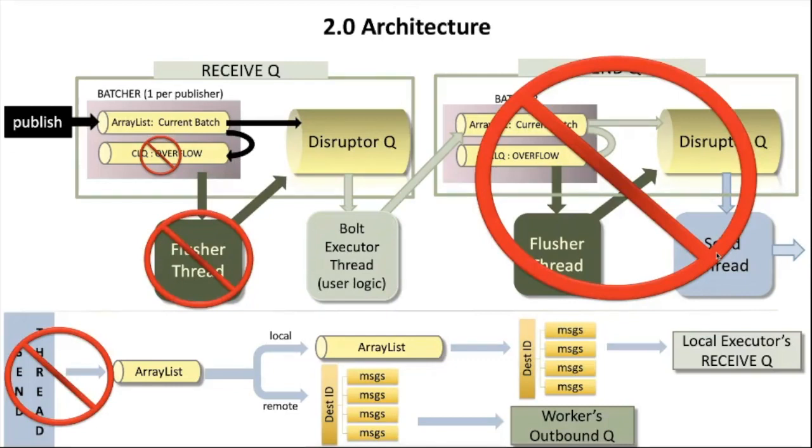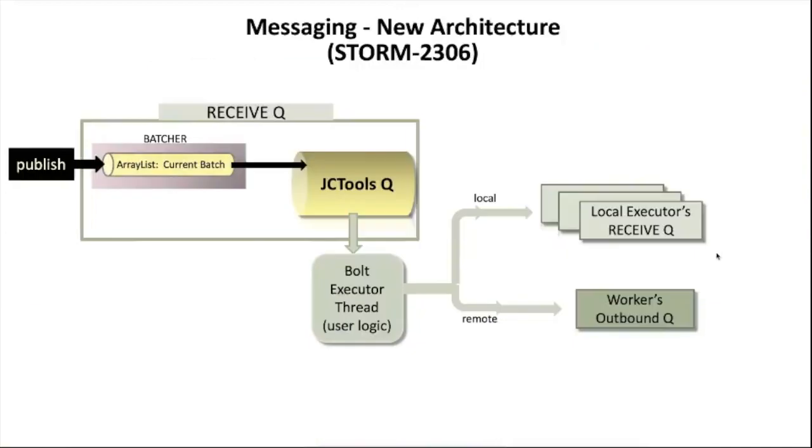So in the 2.0 architecture, we have simplified this. We have knocked off all of these things. So we've got rid of the send queue completely. With the send queue gone, the send thread is gone. So all of this goes away. The flusher thread is also gone, and along with it, the overflow queue is also gone. So what you're left with is just something as simple as this, right? So efficiency comes from simplicity, at a high level at least.